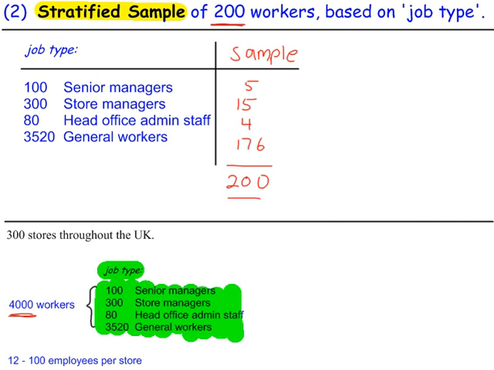Now, one of the reasons you would divide up your population like this into various layers is because for some reason you think the views held by each of these layers would be different. So you think that the senior managers would have different views to the general workers. If you thought that the views of all of these workers were similar and there isn't a major difference between the various job types, there would be no point in doing this at all. You're better off just doing a random sample rather than doing this stratified sample.